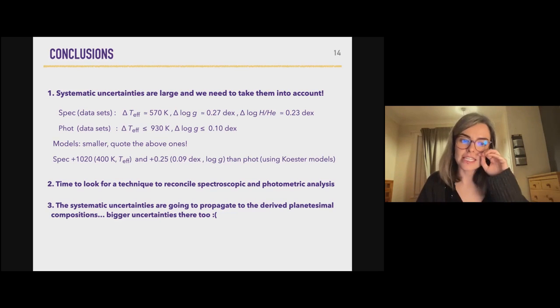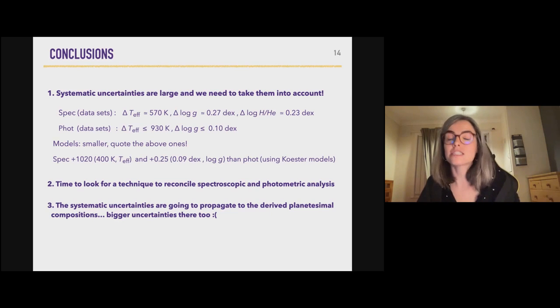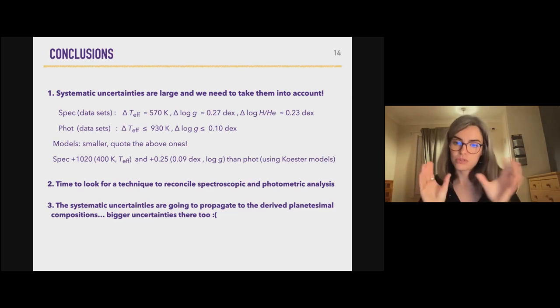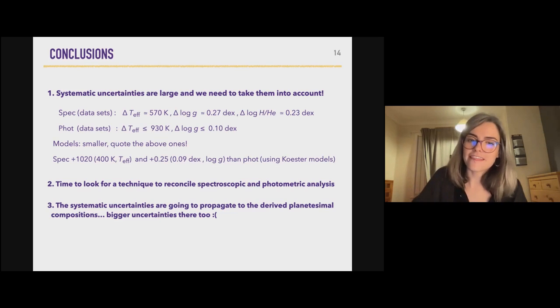The second thing is that I think we agree that it's time to start looking for a technique to reconcile the spectroscopic and photometric analysis, because we have hundreds of examples where these two techniques are not consistent and we are talking about the same white dwarf, so something's going on there. And finally, the systematic uncertainties are going to propagate into the derived planetesimal compositions that we are publishing. So we should expect bigger uncertainties there too. And that's all. Thank you.